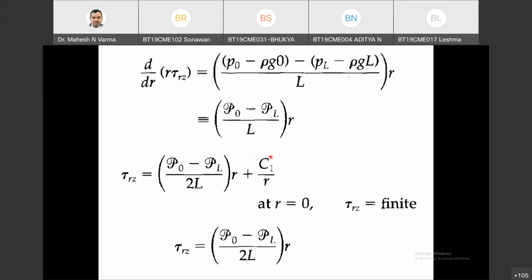Sometimes people will write C1 equals 0, but 0 by 0 is also undefined. In some way, that is wrong. The correct way is to say that at R equals 0, tau rz is finite. So this term should not be there in my model equation. So this is the flux profile equation: (P0 minus PL) divided by 2L into R.